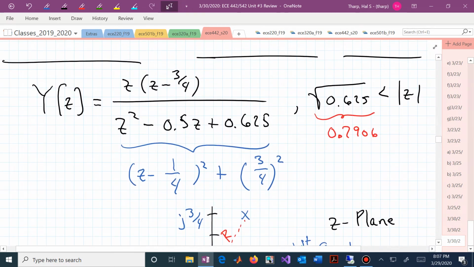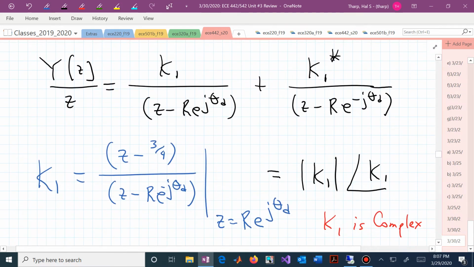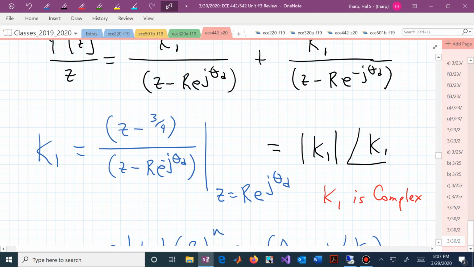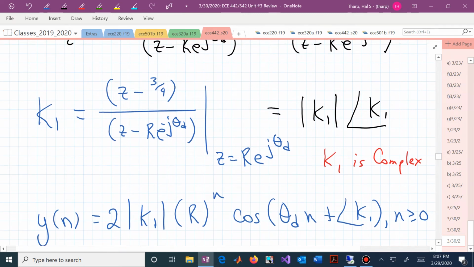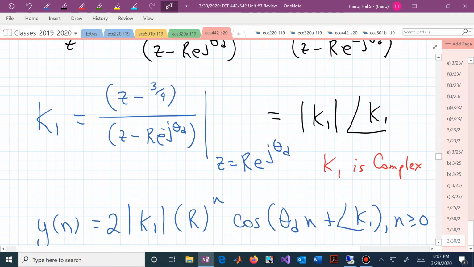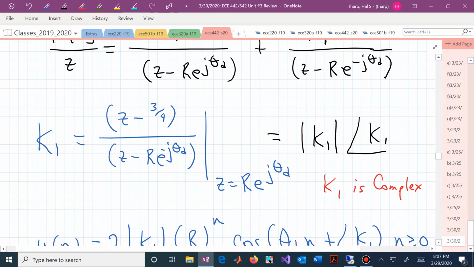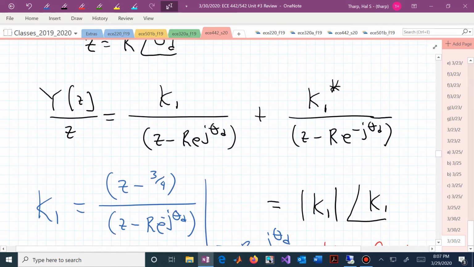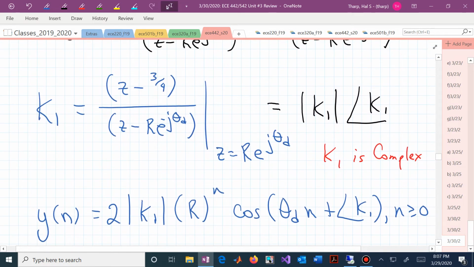We'll do this in a minute, so let me just go ahead and say that K1 is going to be, in general, complex. It's going to have a magnitude and an angle. And if you've now found K1 and the angle, you can immediately write down what the inverse z transform of capital Y of z is. It's now 2 times the magnitude of that partial fraction expansion coefficient, K1, r to the n. The poles, again, were a distance r from the origin. Cosine of theta sub d.